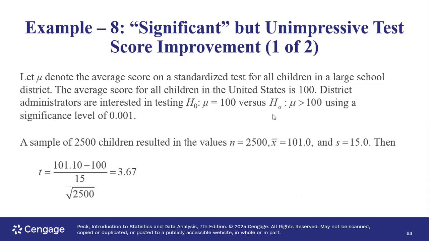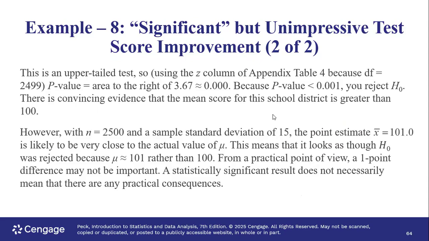Decision: reject H0. We conclude at alpha equal to 0.001 there is enough evidence to support the alternate that mu is greater than 100. The p-value is less than 0.001, so we have convincing evidence. We all went over that.